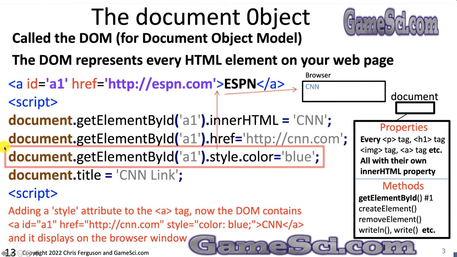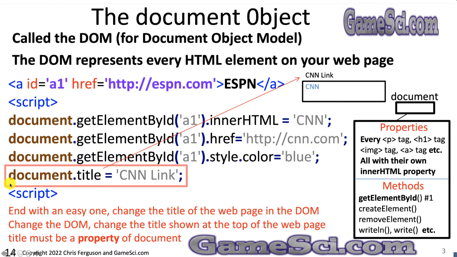Super, super powerful. Once you master the DOM, you've mastered JavaScript programming. Actually, this one's a little easier than the ones before. I'm going to go to the document object, and it has a title variable. Remember, objects are methods and variables. Get element by ID is a method, but it's not the entire document object. There is a title variable in it, and if you change it to CNN link, the title that gets displayed at the top of the browser window or in the tab for the browser window changes to CNN.link.